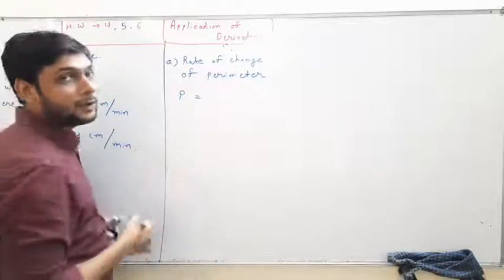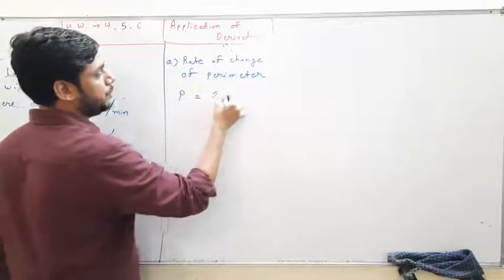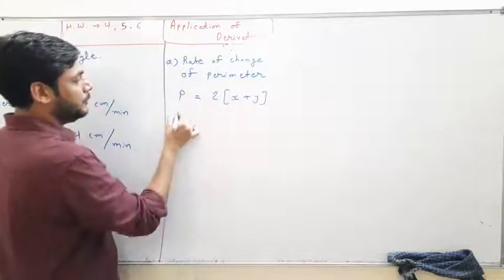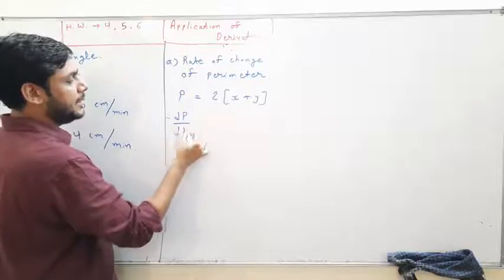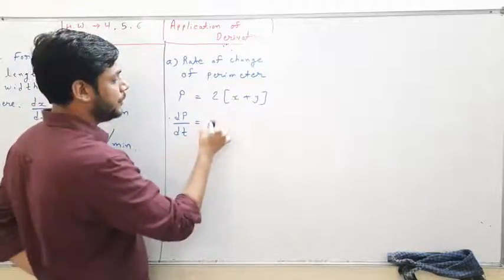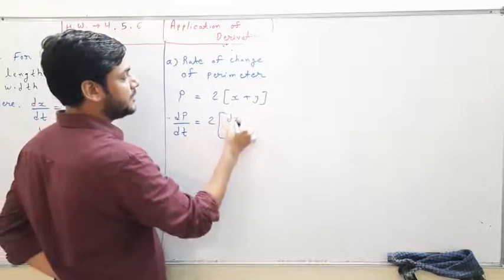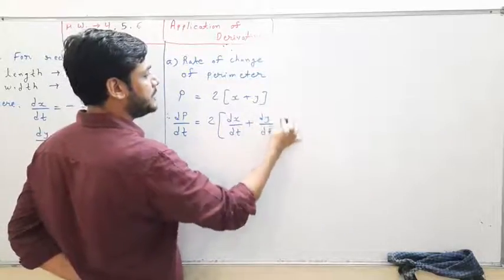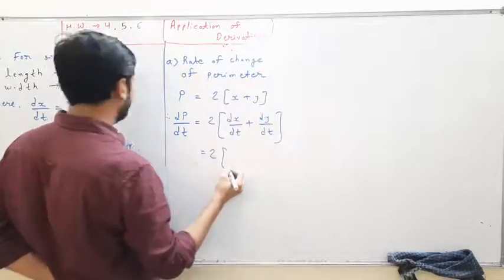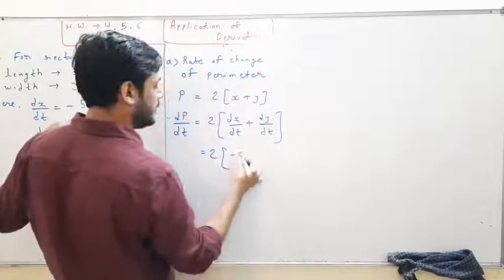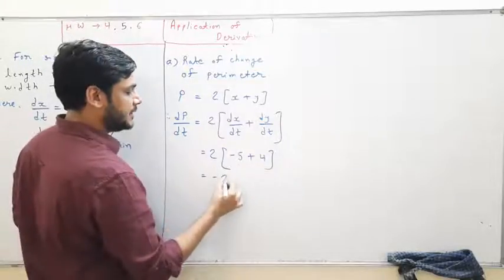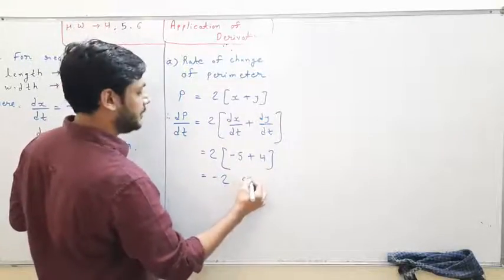Perimeter of a rectangle is 2 into bracket x plus y. Now we have to find the rate of change, so that is dp by dt, differentiate with respect to time. 2 is constant, differentiation of x with respect to time is dx by dt, differentiation of y with respect to time is dy by dt. 2 as it is, the value of dx by dt is minus 5, the value of dy by dt is plus 4. 4 minus 5 is minus 1, so that is minus 2 centimeter per minute.